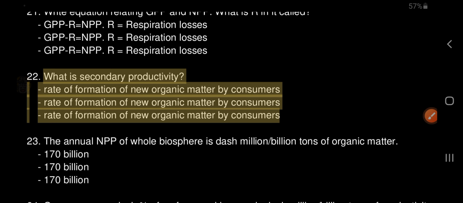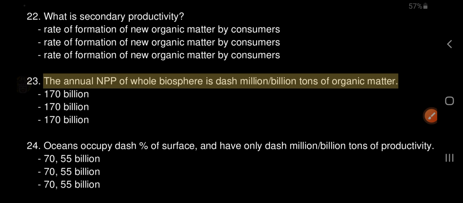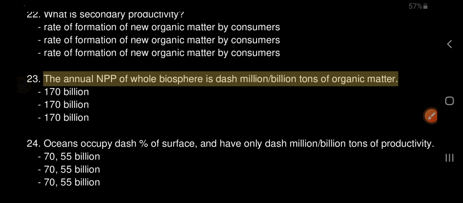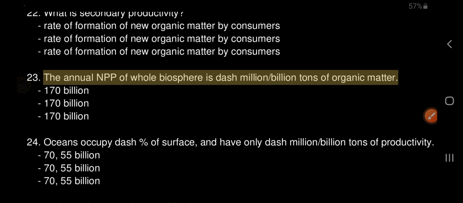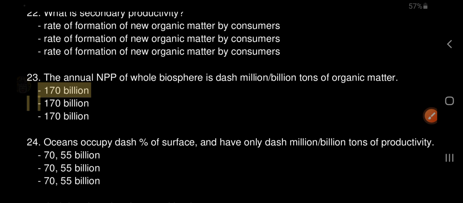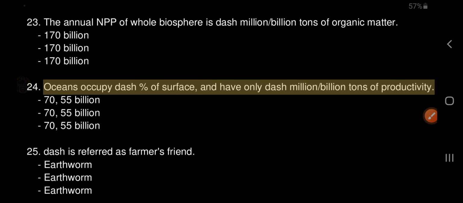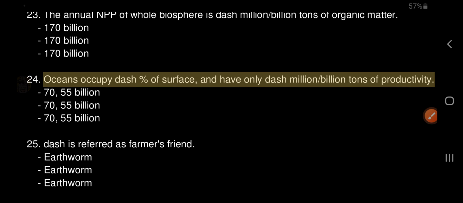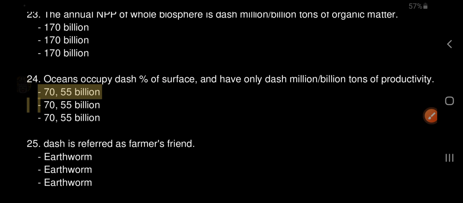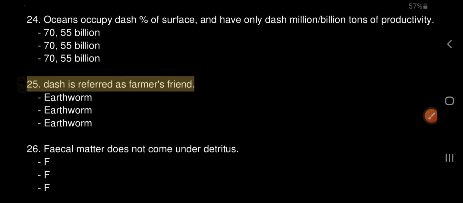23. The annual NPP of whole biosphere is dash million tons of organic matter. 170 billion. 24. Oceans occupy dash percent of surface and have only dash million tons of productivity. 70, 55 billion. 25. Dash is referred as farmer's friend. Earthworm. 26. Fecal matter does not come under detritus.